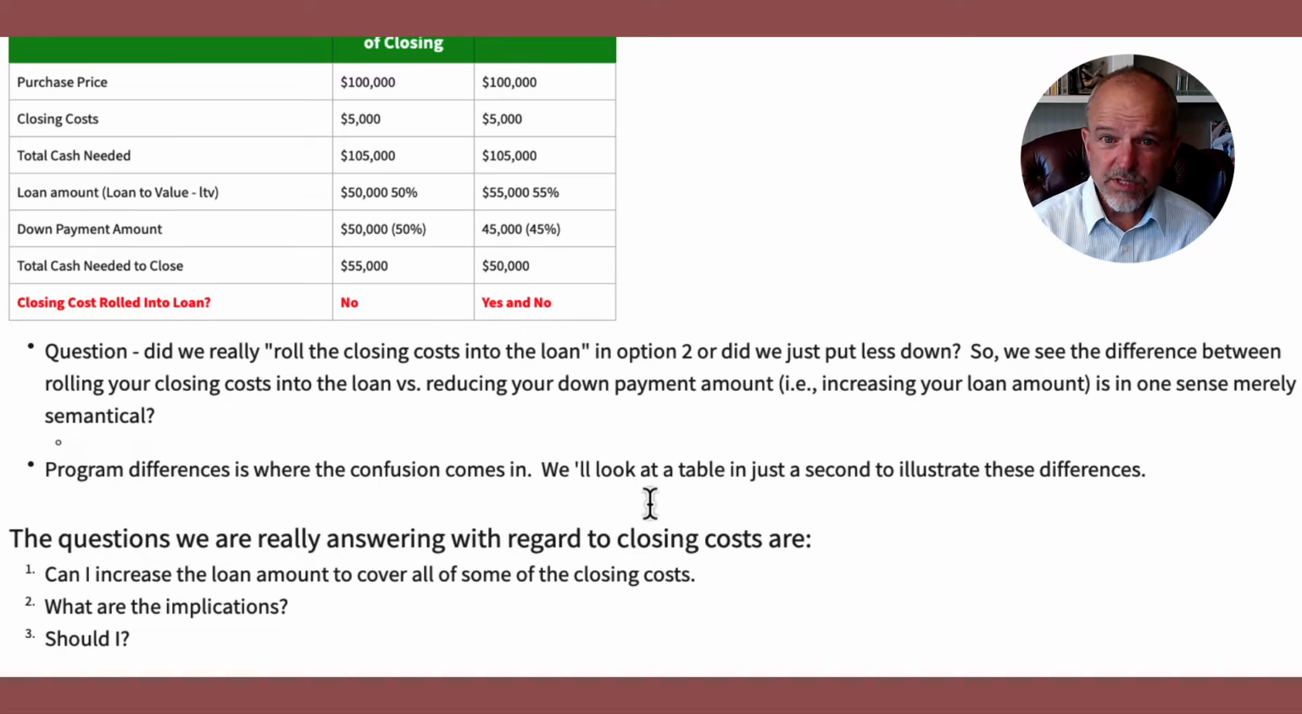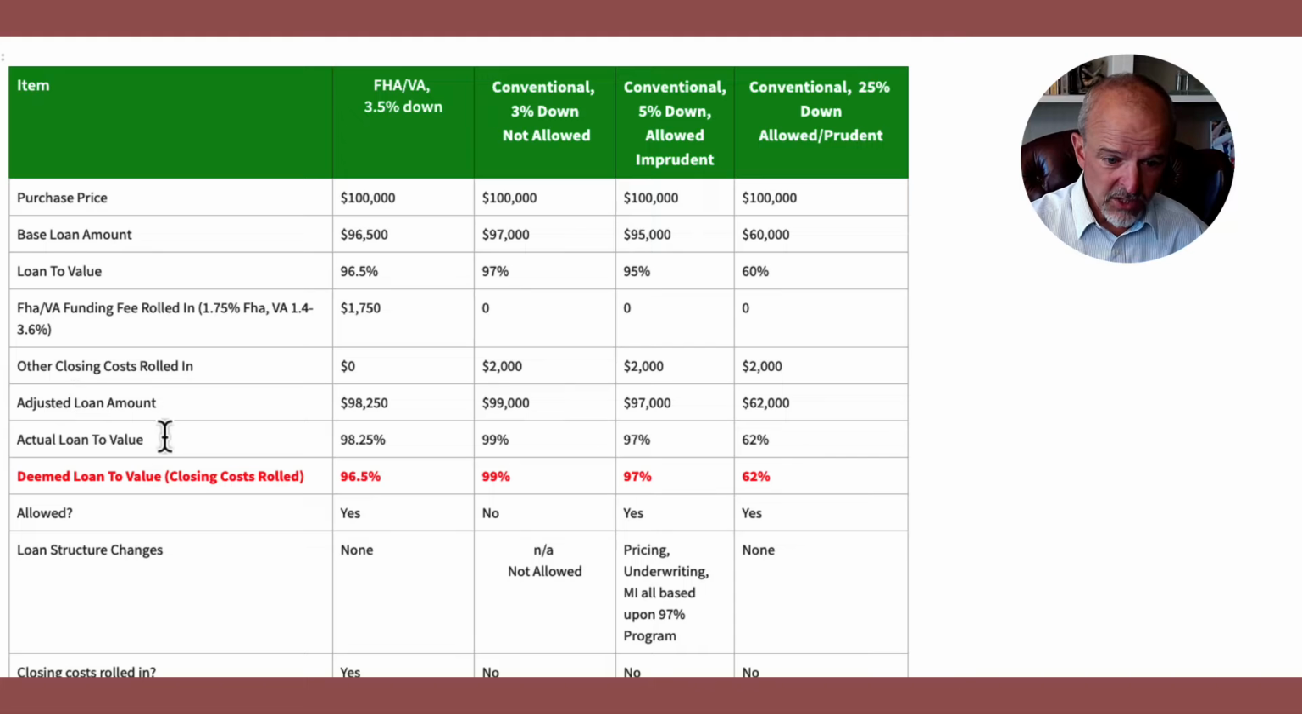The questions we're really answering when we ask, can I roll my closing costs into the loan, are really: can I increase the loan amount to cover some or all of the closing costs? Does the program allow it? Do my circumstances allow it? What are the implications of doing that? And then, should I do that? I want to show you another table that will illustrate this with several different examples. It illustrates the program differences and why the term rolling the closing cost even exists at all. Why do we use that term instead of simply saying, can I increase my loan amount to lower the amount of cash I need to close?